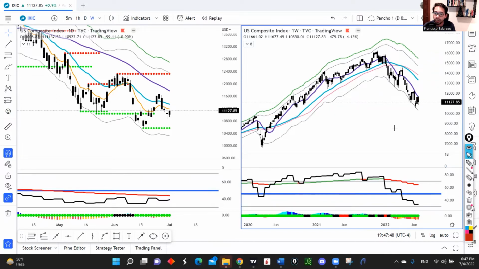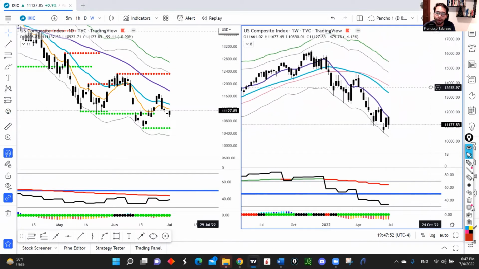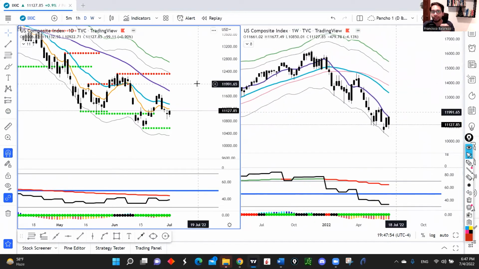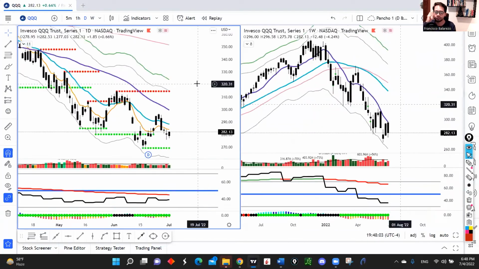So let's just take our time. For now, this continues to be a downtrend, and I think that we have to respect that and do our best to trade on the path of this resistance. Now let's take a look at the QQQ, and most of these indexes look the same, so we can actually go through them pretty fast.